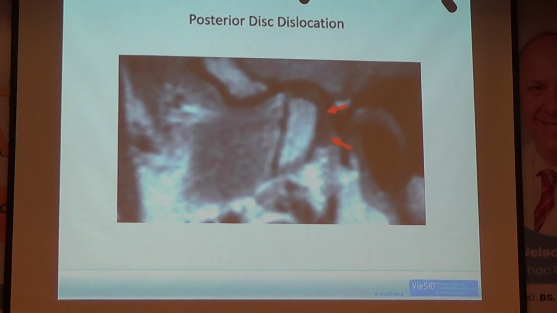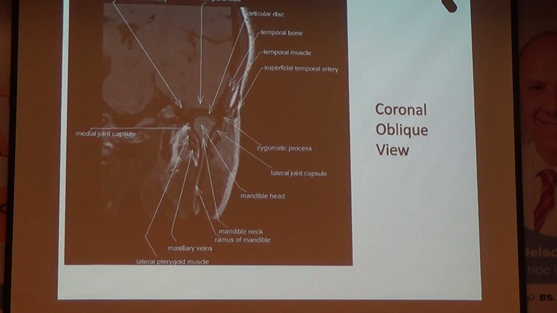And sometimes the condyle goes too far up and forward, so that the disc dislocates posteriorly. It's a little bit more difficult to see, but possible.